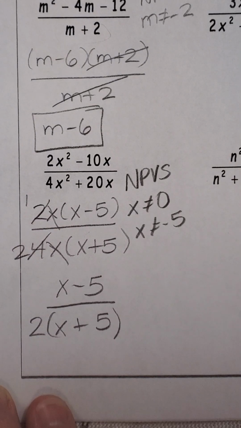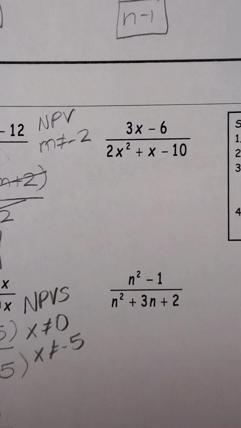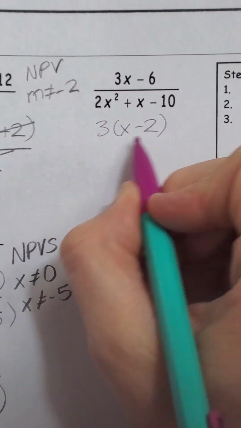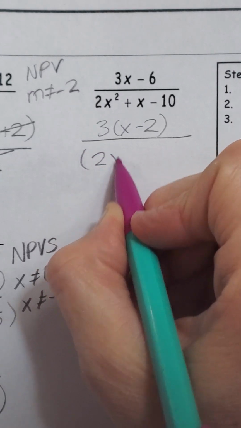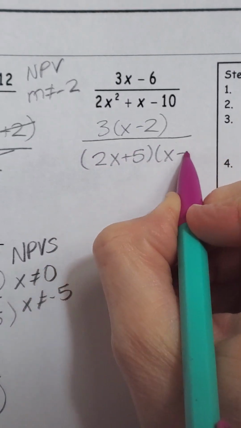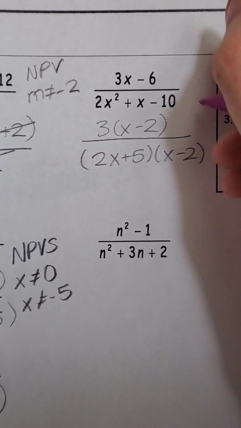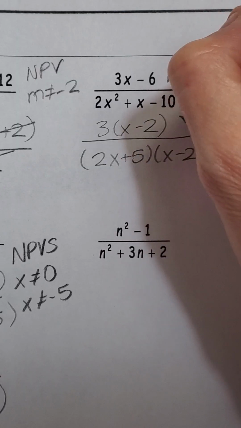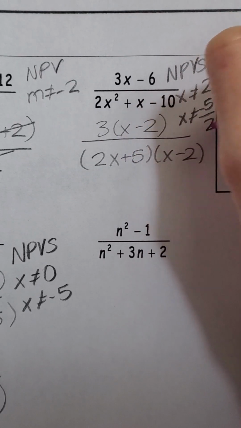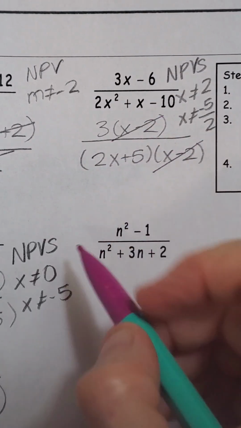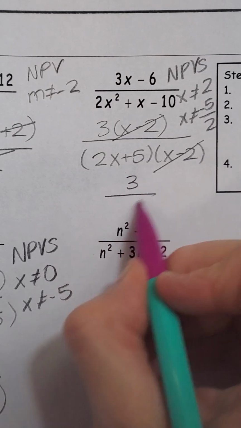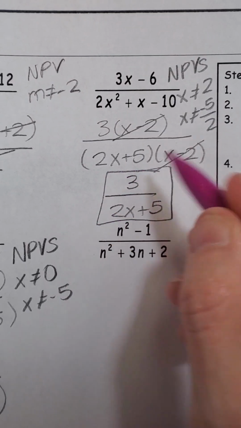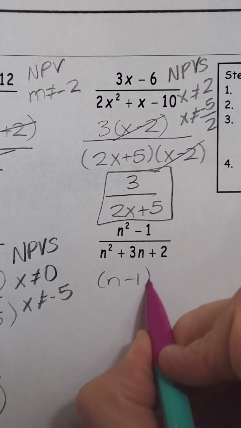There we go. Okay, and we've got 3 more here. I'm going to factor them quite quickly. GCF, difficult trinomial. I'm going to go back up here and I'm going to do my NPVs. So x can't be 2 and x can't be -5 over 2, right? That is equivalent to 1, and my final answer is that.